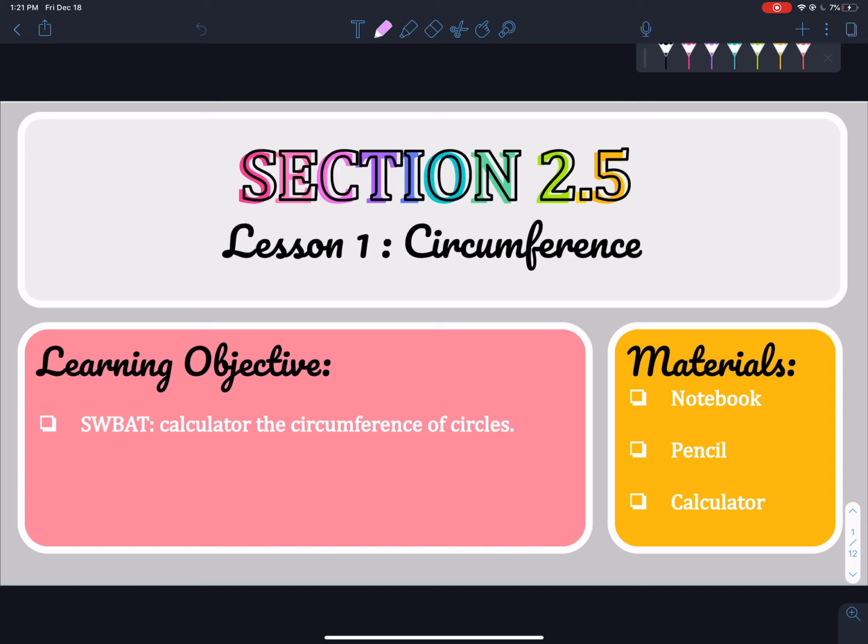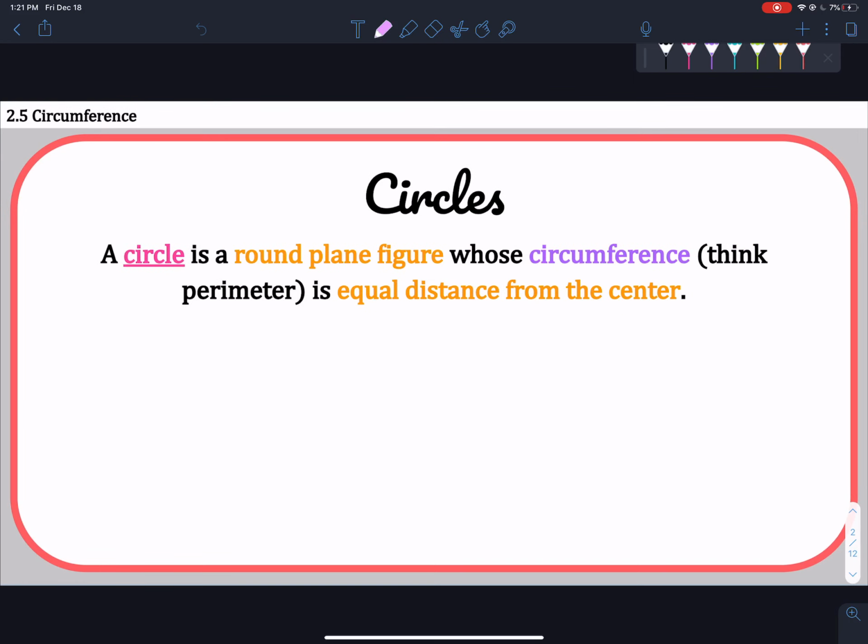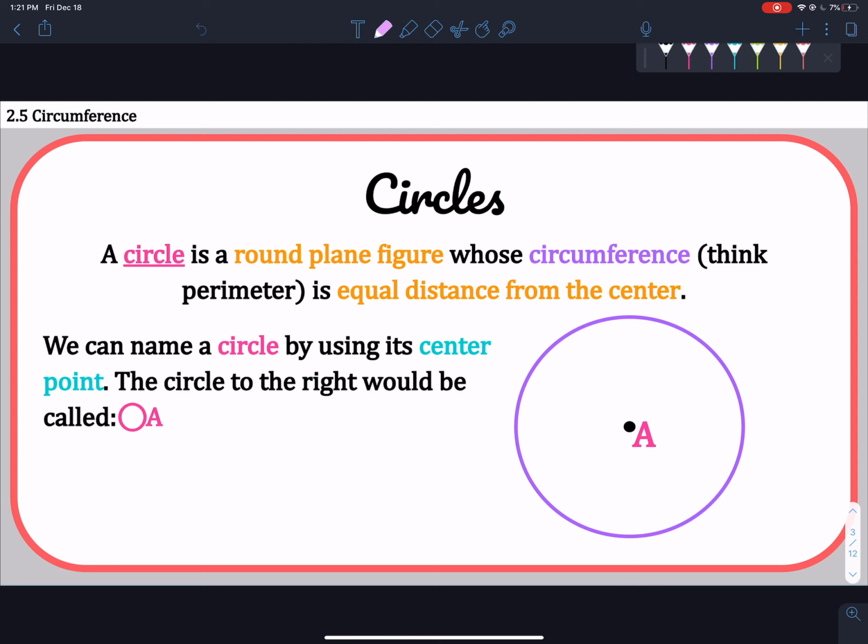So let's get started. The first thing that we need to know is, what is a circle? Well, a circle is a round plane figure whose circumference, think about it as perimeter, is equal distance from the center. We can name a circle by using its center point. The circle to the right would be called circle A.